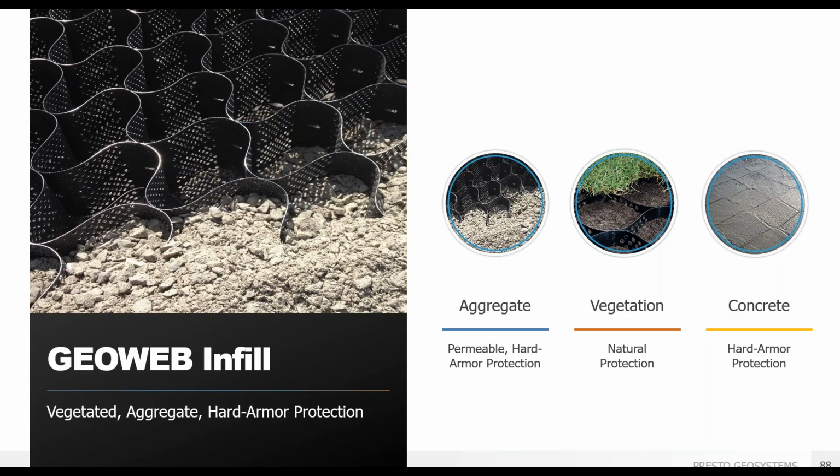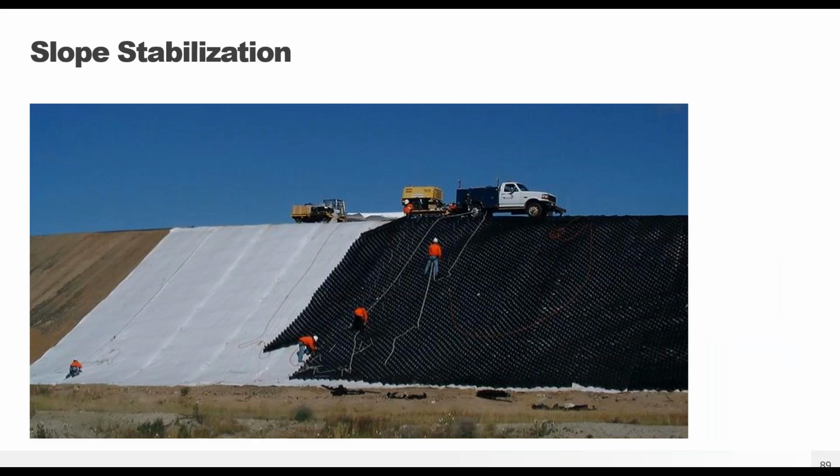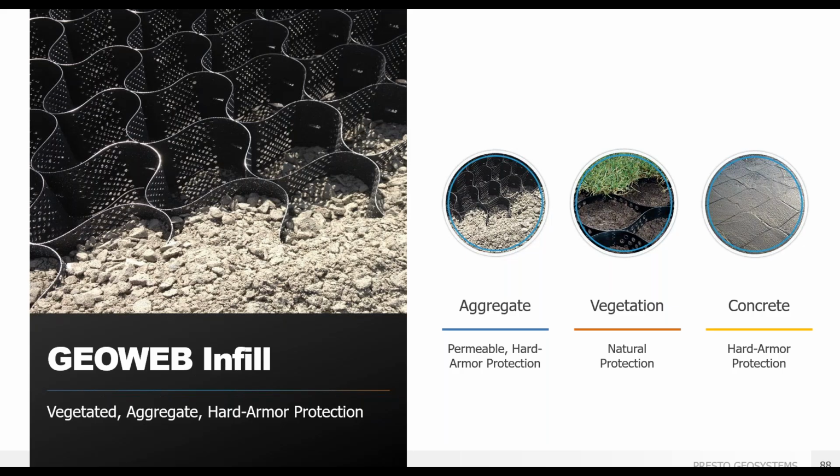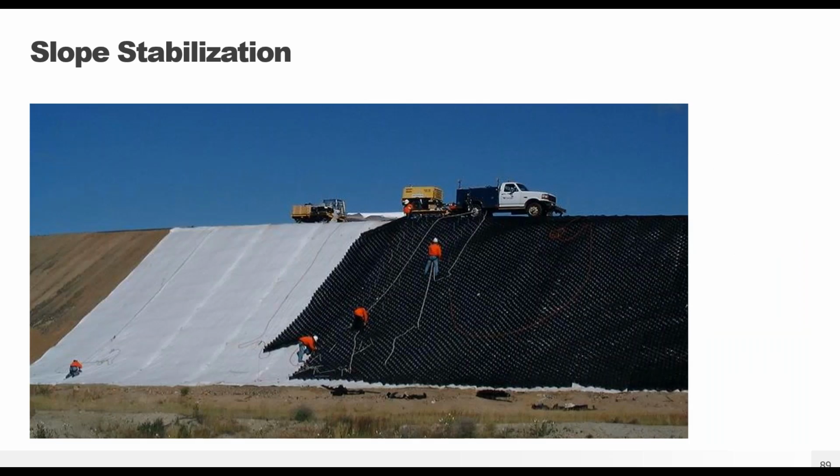So just like to touch briefly on slope protection and walls. Along railroads, we're typically going to have a lot of slopes, a lot of channels. So, GEOB is very flexible. We can fill with aggregate, we can vegetate it, we can even fill with concrete if you want a hard armor solution.